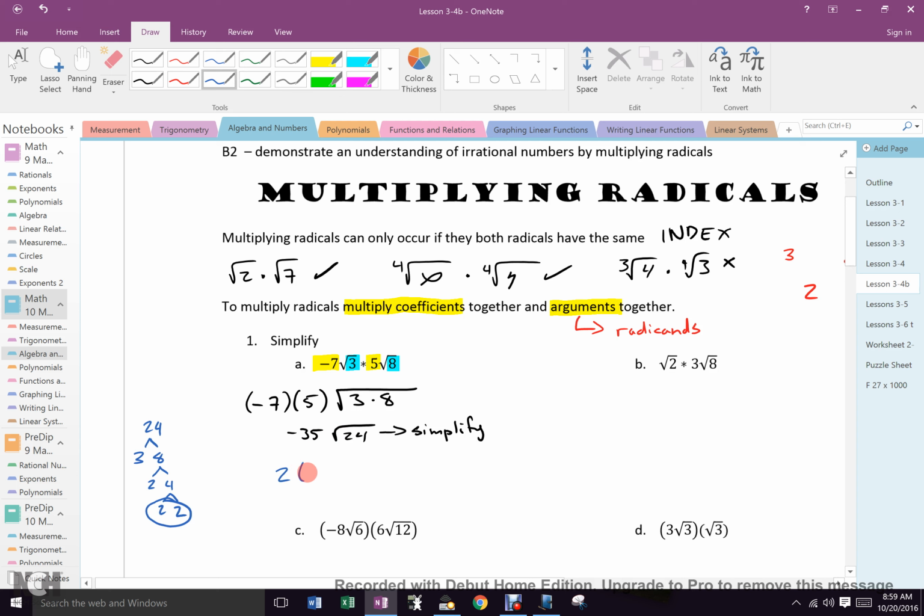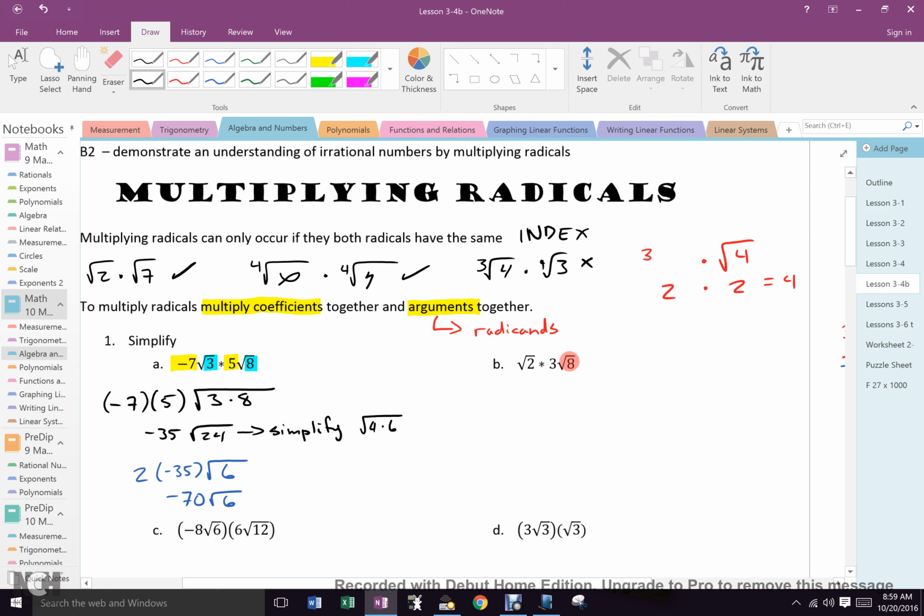What was already out there? -35. And what did we leave under the radical? 6. 2 times -35 is -70 root 6. Is everyone okay? Because I left 2 and 3 under the radical sign, because one group of 2 came out. Okay? Now guys, yesterday when we had more practice, remember I do this way. 24 is 4 times 6, isn't it? There's my perfect square, so out comes a 2. Cool? Okay, let's look at the next one.